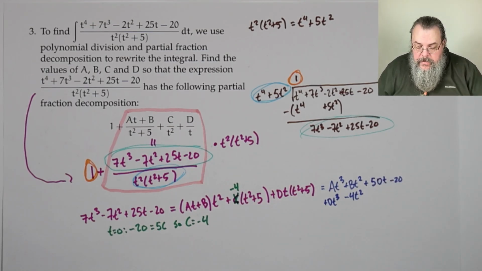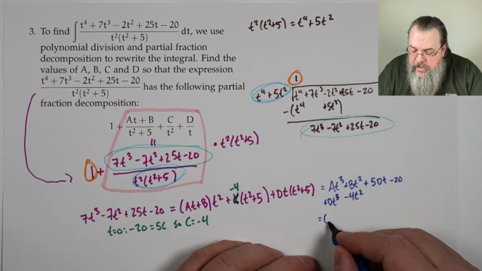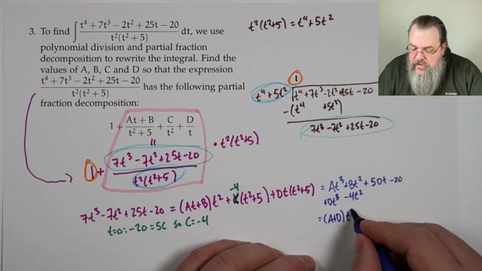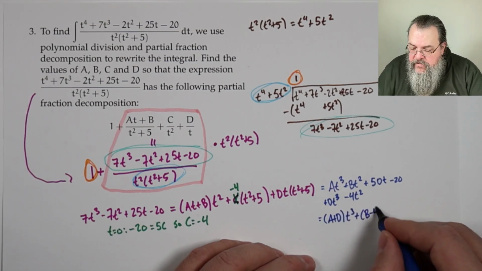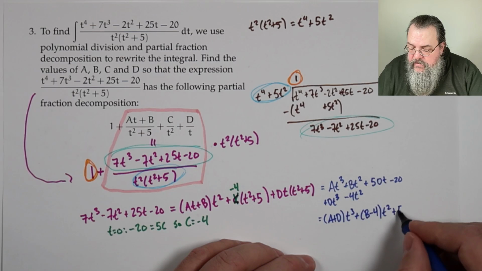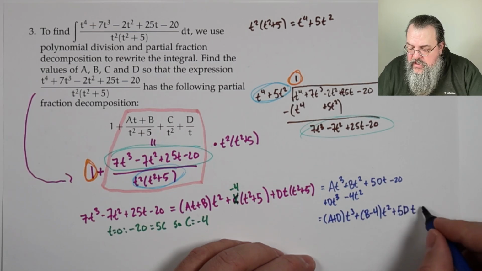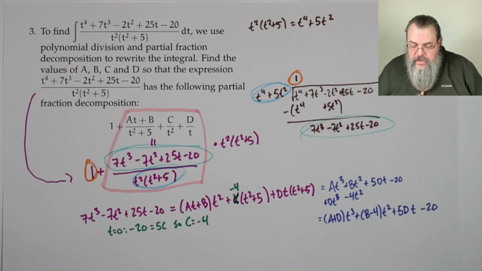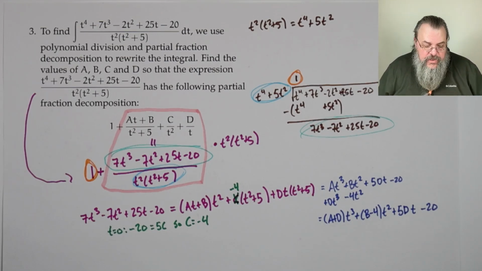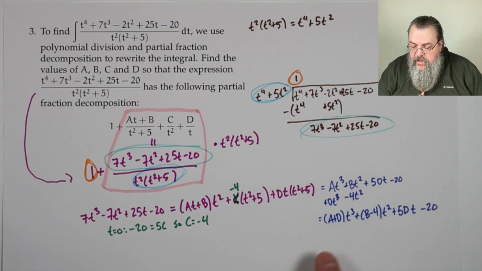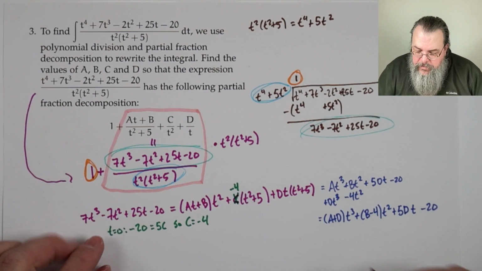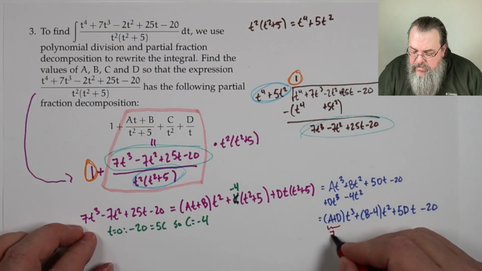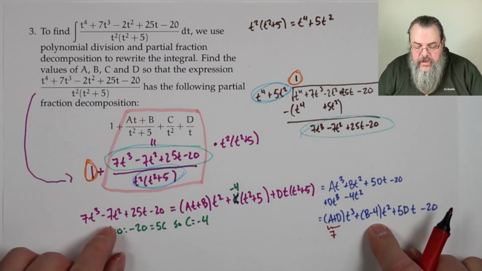Okay, all right, good. And so that leaves us with a plus d t cubed, b minus 4 t squared, 5 times d times t, and minus 20. And now, our moment of truth, our coefficients have to match. So we say, well, this coefficient of t cubed over here has to be that coefficient of t cubed. So that means that this a plus d has to be 7. That's not very helpful right now, but we keep going.